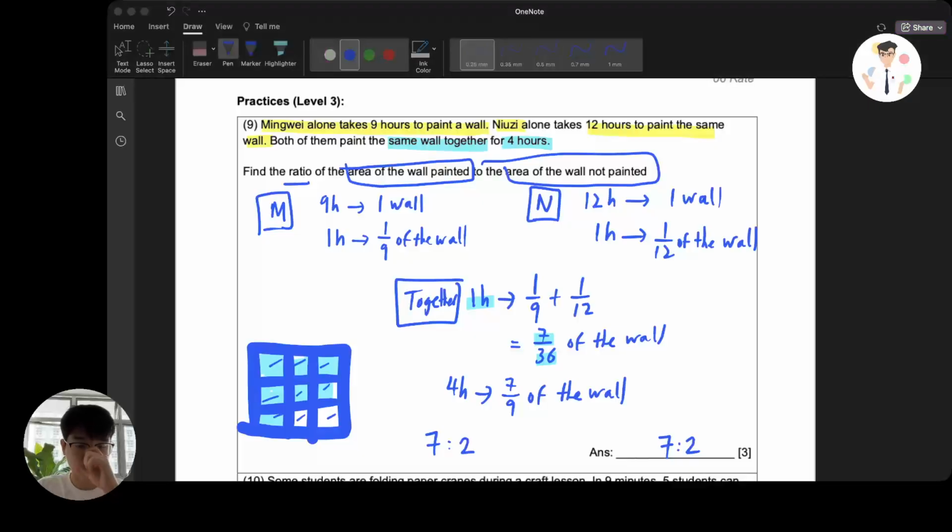Again, this is a very common question, and a question that if you are aiming for AL 1, 2, 3 or about 4, you should be able to get it. Okay?